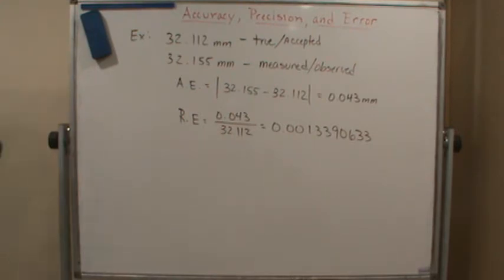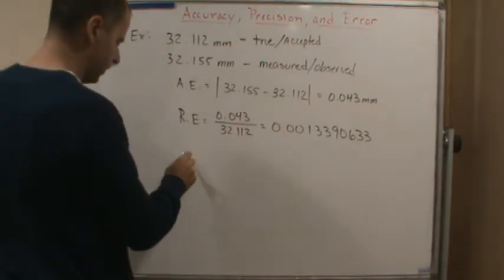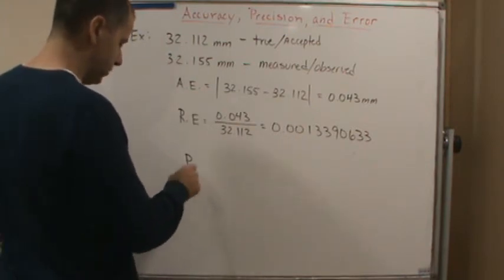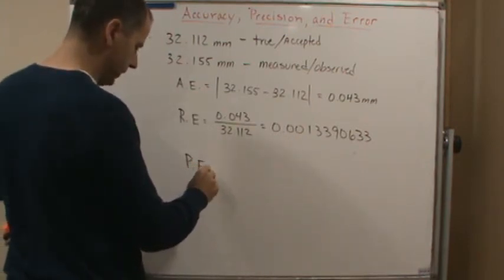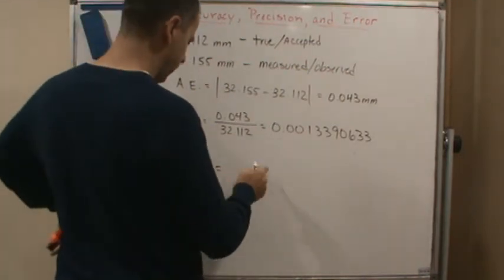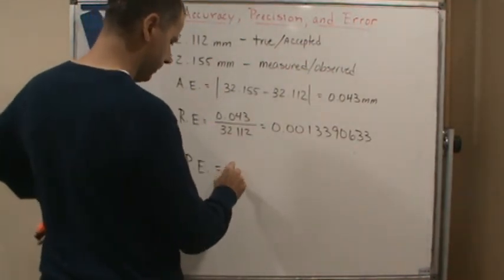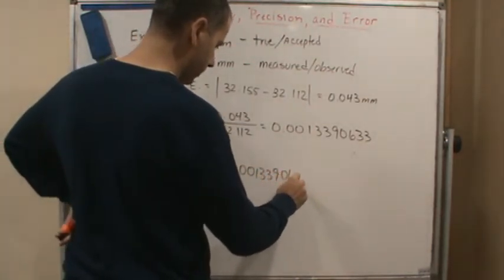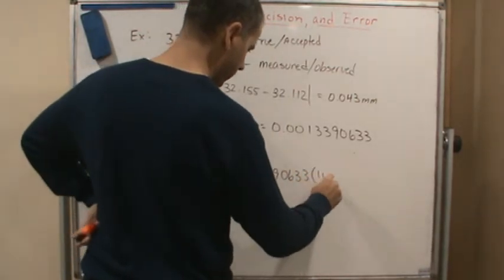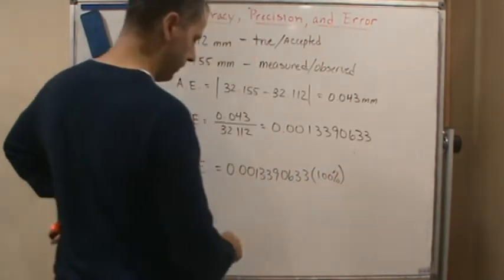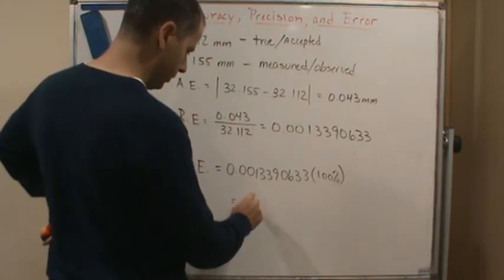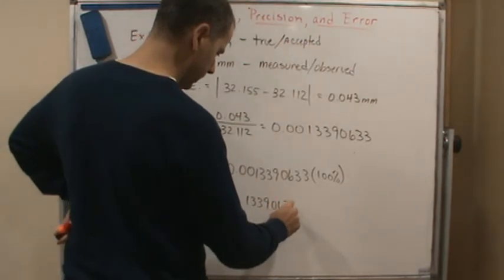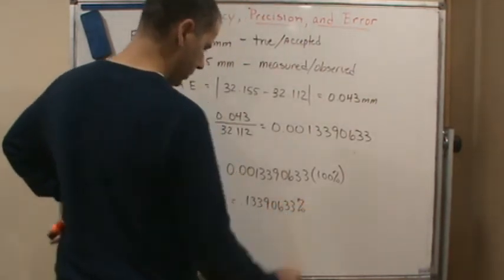And now to change it to a percent error, all we do is change it to a percentage by multiplying by 100%, or moving the decimal point over to the right 2 spots and adding a percent sign. So in this case, we would take the relative error, multiply by 100%, and what do we get? We get 0.13390633%.